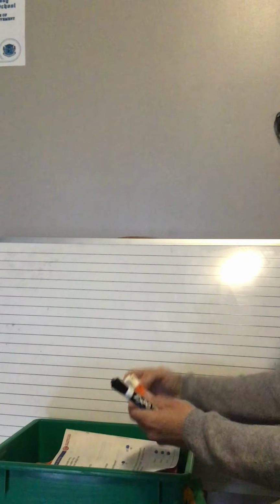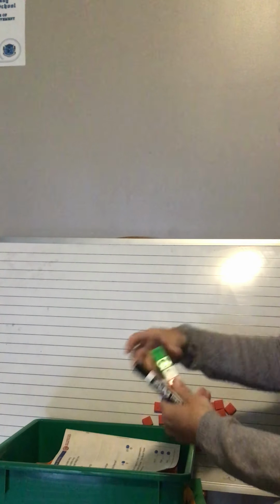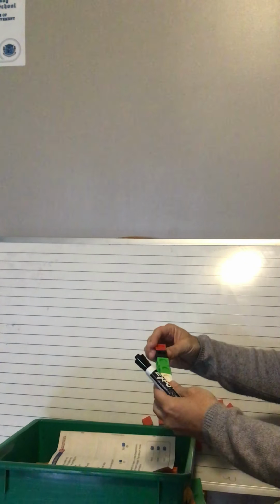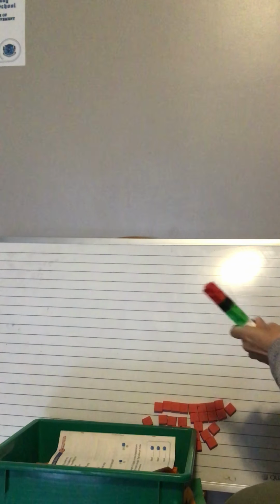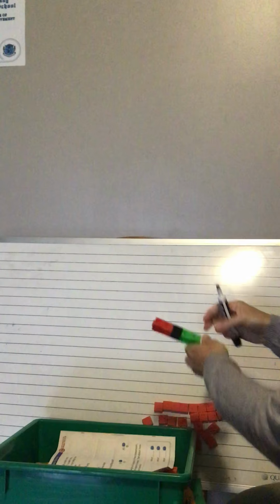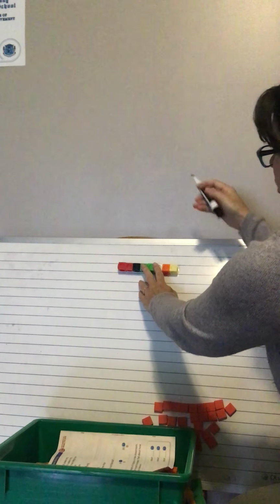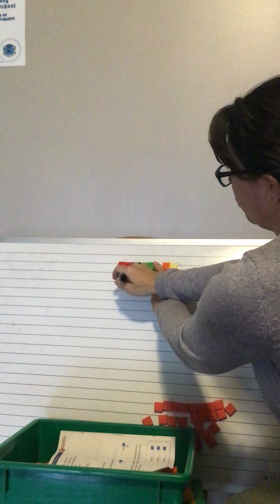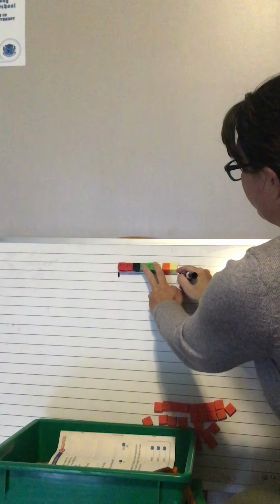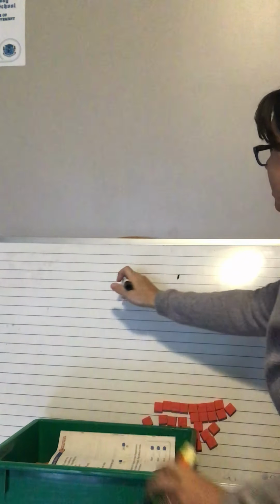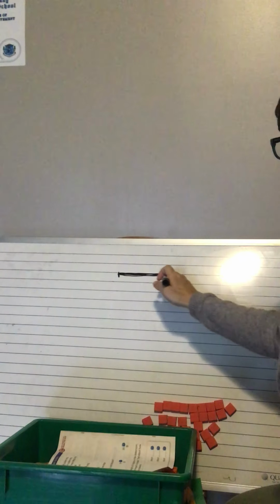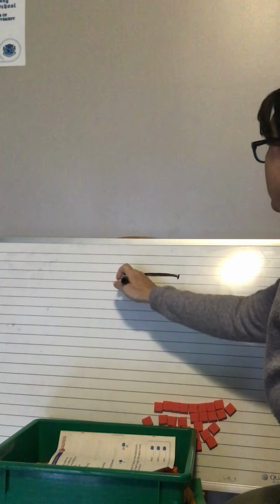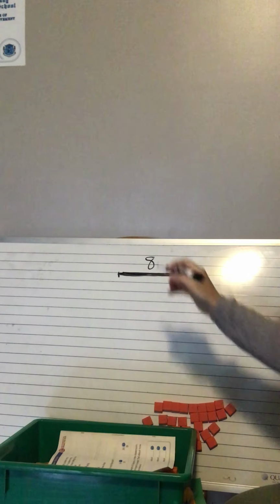So I need 8 cubes. 1, 2, 3, 4, 5, 6, 7, 8. There's 8 cubes. When it says long, I'm going from side to side. So here's my 8 cubes, and I'm just going to start here where the cubes start and stop over here where the cubes stop, and then I'm going to draw my line. I'll make it a little thicker, hopefully you guys can see it. So this line is 8 cubes long.